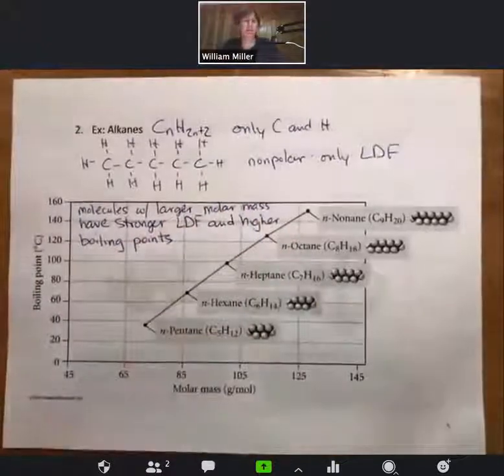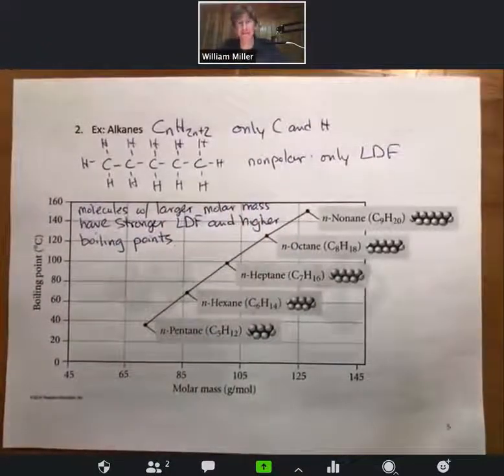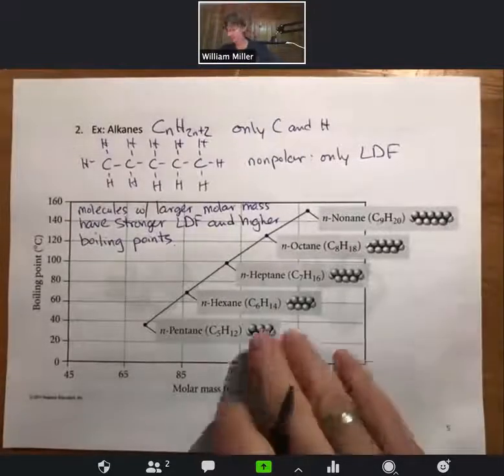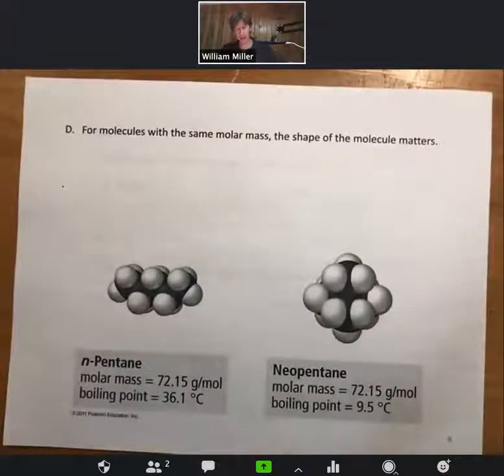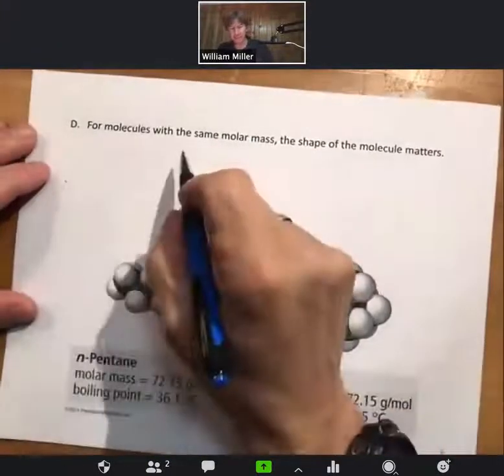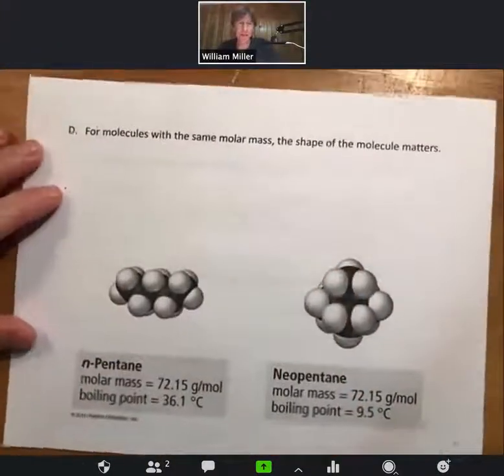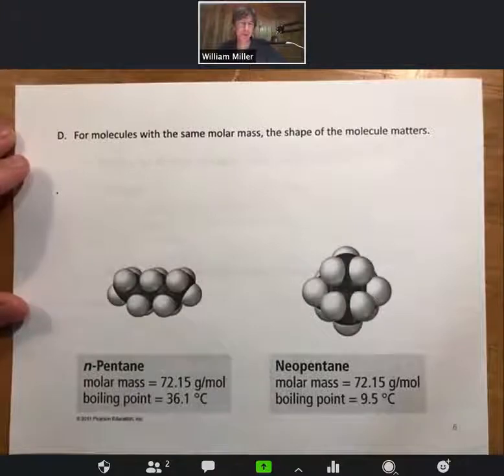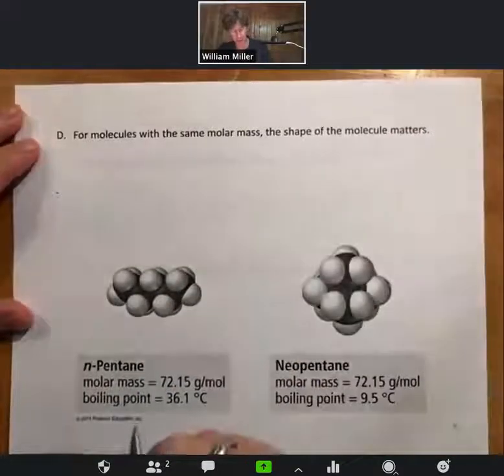On the other hand, if two molecules have the same molar mass, we would expect them to have the same or similar boiling points if they're both nonpolar. Now, sometimes it happens with isomers that you have molecules with the same molar mass and they have different boiling points. So how do we explain that? Well, the shape of the molecule matters.